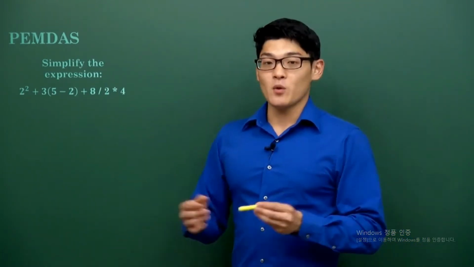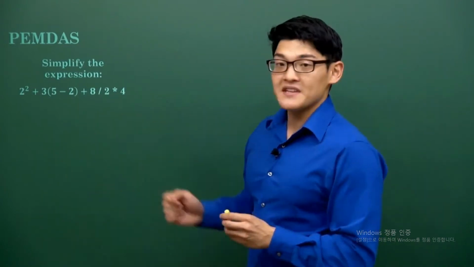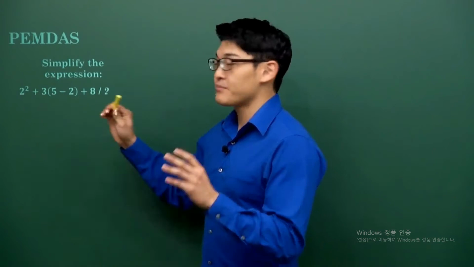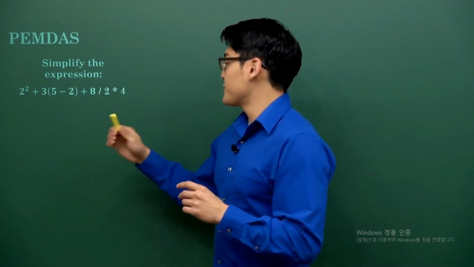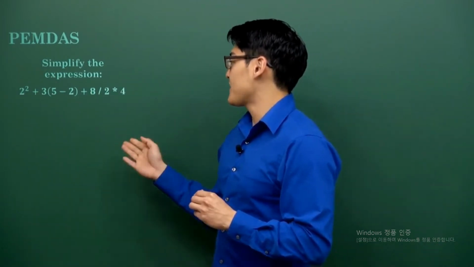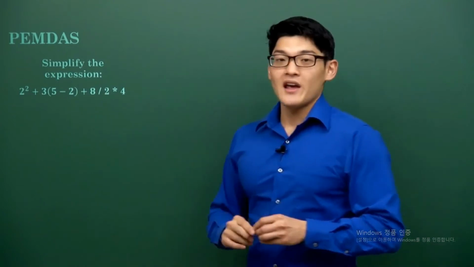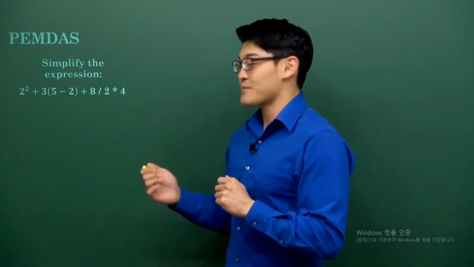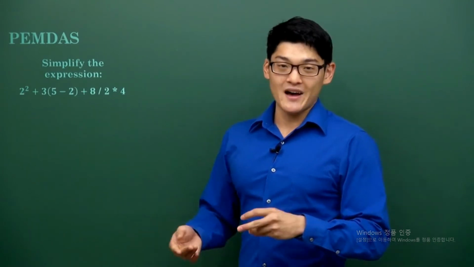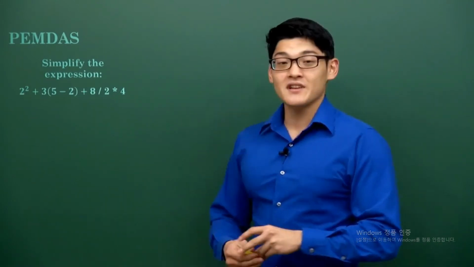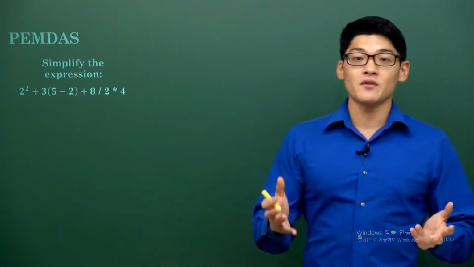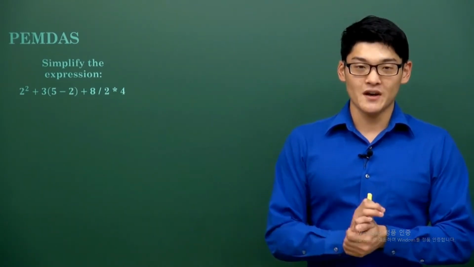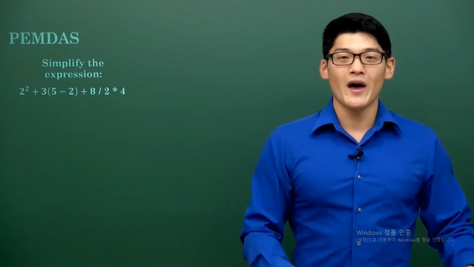So I have this basic question: simplify the expression 2 squared plus 3 times in parentheses 5 minus 2 in parentheses plus 8 divided by 2 times 4. And you may be thinking, whoa, that's a crazy expression, but it's not too bad. I'm just gonna have you go ahead and try and solve it yourself. So please pause the video and try and solve it yourself and see what you get. Go ahead.